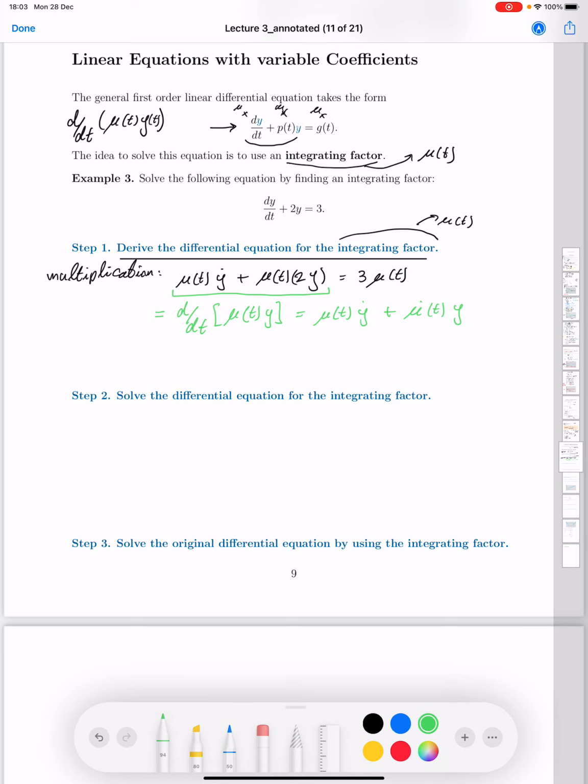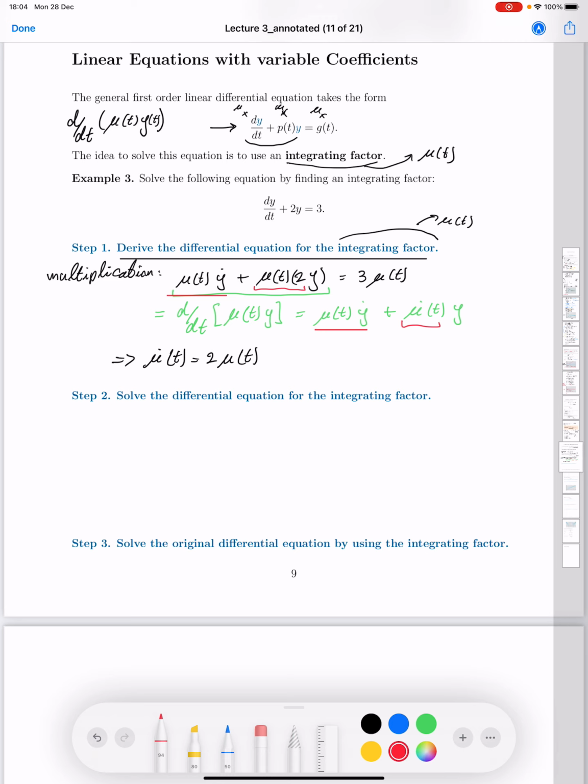Okay, now if you compare these two equations, the one above and here, then you will see that these two terms are identical. Yay. And then by comparing the other two, you see that we have mu dot of t equals 2 mu of t. Yes, sorry if I just mixed up mu and y. This is simply by comparing these two, you see here and here.